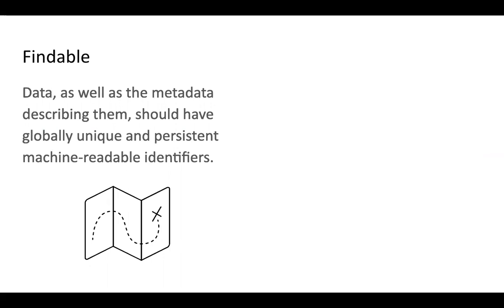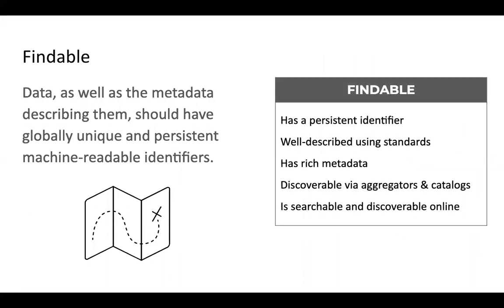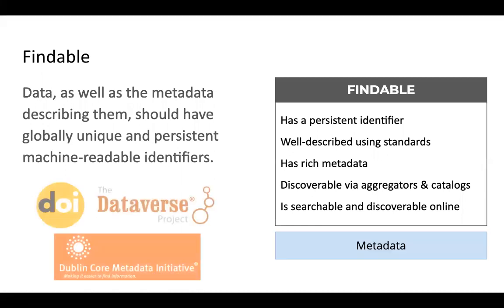First, findable. Data, as well as the metadata describing them, should have globally unique and persistent machine readable identifiers. Make your data findable by ensuring it has a persistent identifier, has rich metadata, and is searchable and discoverable online. And the metadata describing your data supports this findability, citation, and reuse.